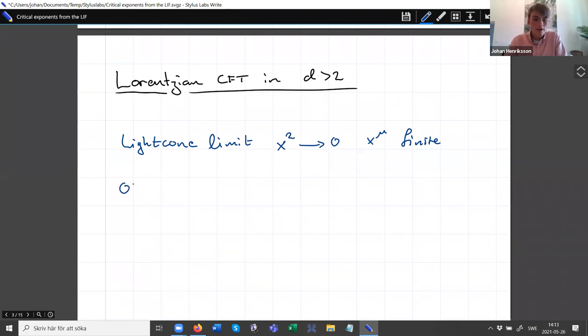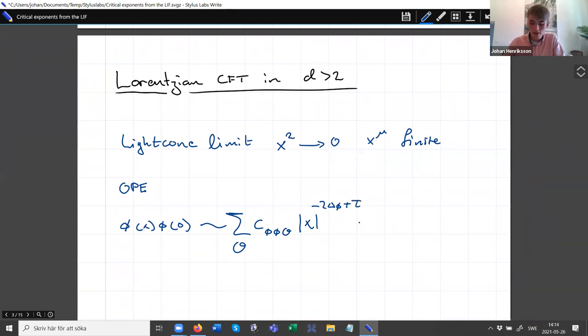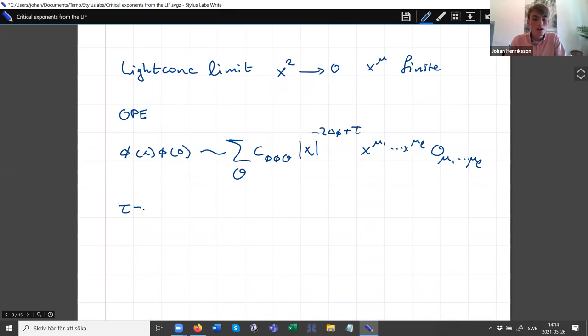And we can look at the OPE in this limit, and it takes the form: phi of x, phi of zero, equals a sum over operators, some OPE coefficient, then x to the minus two delta phi plus this label tau called the twist, some x to the mu one, x to the mu L, and then O mu one, mu L. So here I'm allowing the operator O to have spin L. So what is this label tau? Well, tau is defined as delta minus L for this operator O, and this is the twist. So as you can see, in the light cone limit, the OPE is controlled by the twist of the operators rather than the scaling dimension.